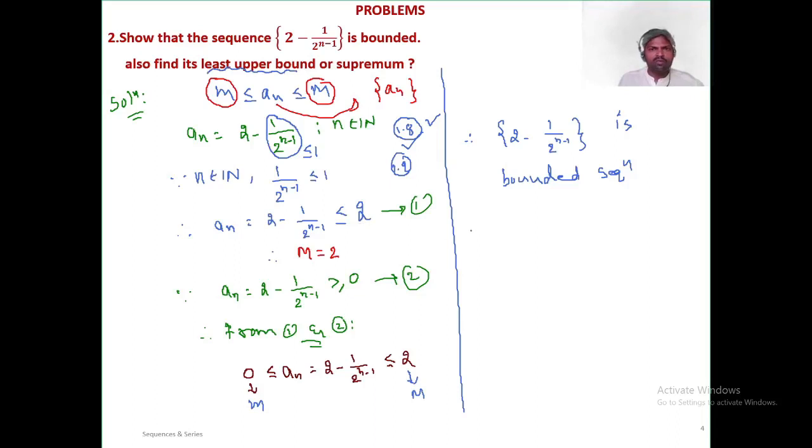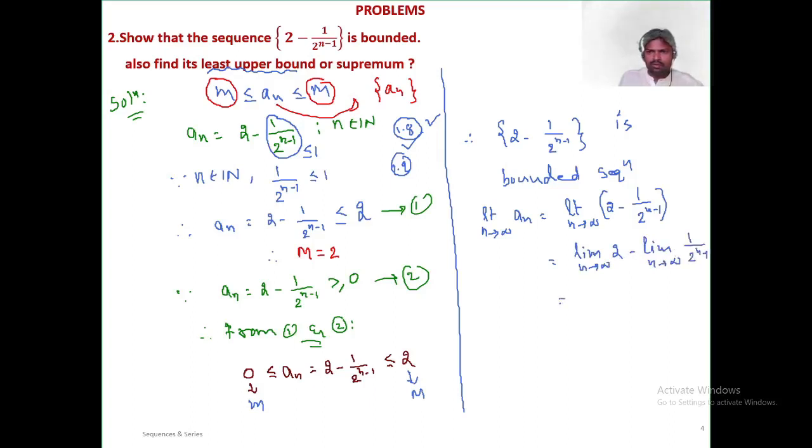So before that, at what number the sequence converges, you calculate. Limit n tends to infinity of the nth term, that is, limit n tends to infinity of 2 minus 1 upon 2 raised n minus 1. So by using the difference rule, it is limit n tends to infinity of 2 minus limit n tends to infinity of 1 upon 2 raised n minus 1.